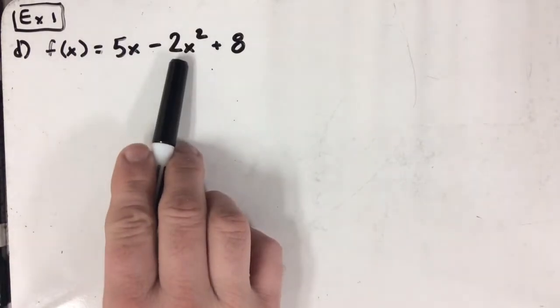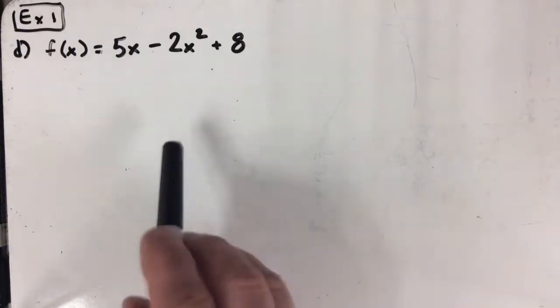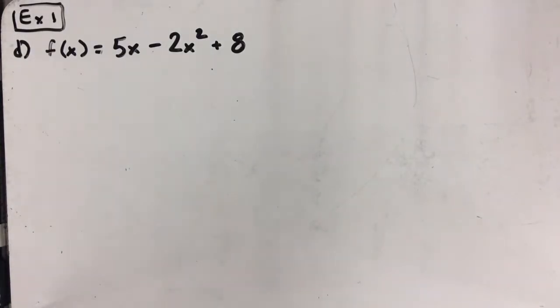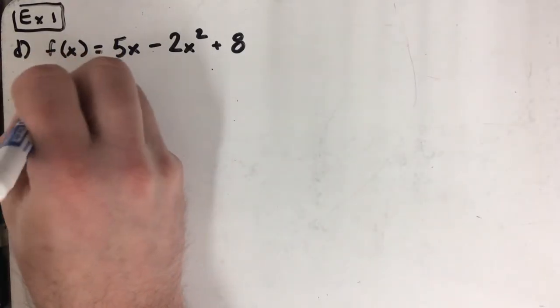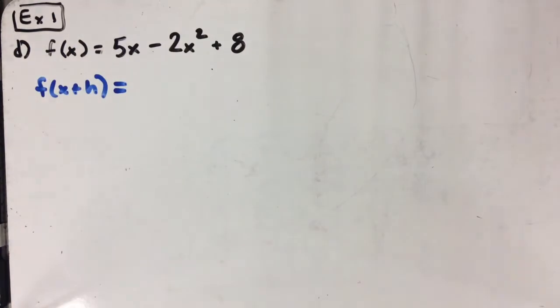I do see that my highest power of x is an x squared, so this will be a little more complicated than letter A or B, but will be about the same level of difficulty as letter C. A little tougher, but not bad. As part of our slope of our tangent line formula, one of the things I am going to need to calculate is f of x plus h. So let me do that first, and then we'll simplify it just like we did in the other problems.